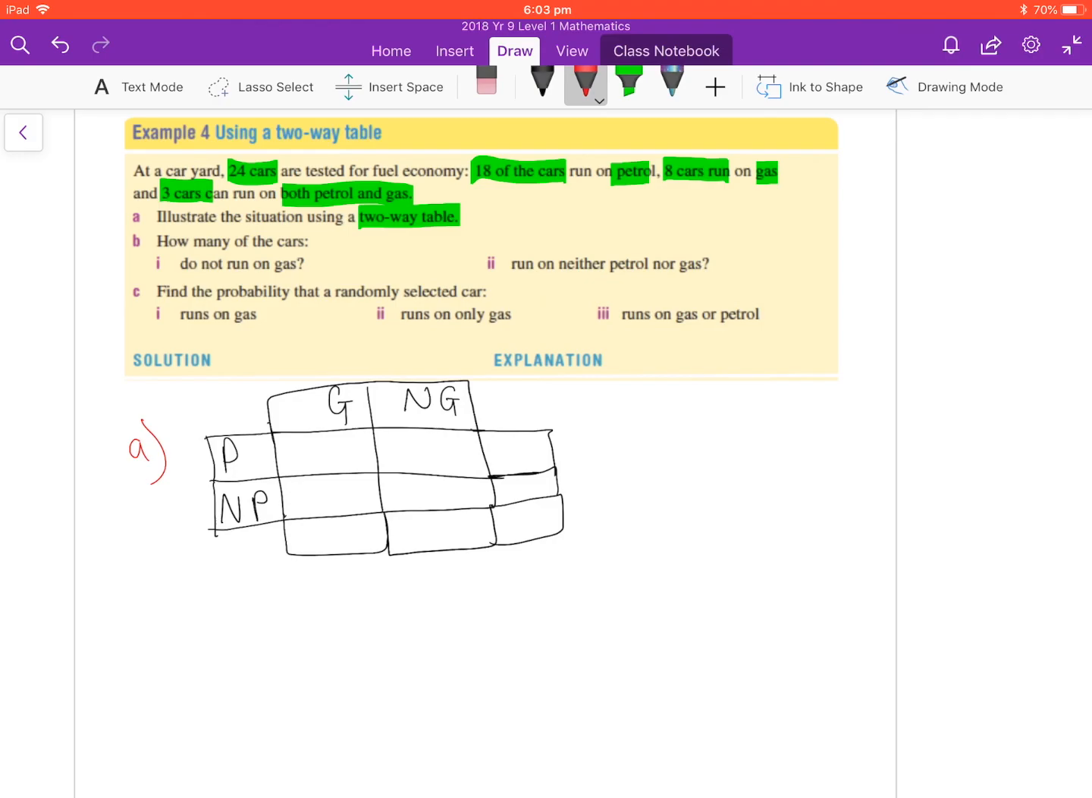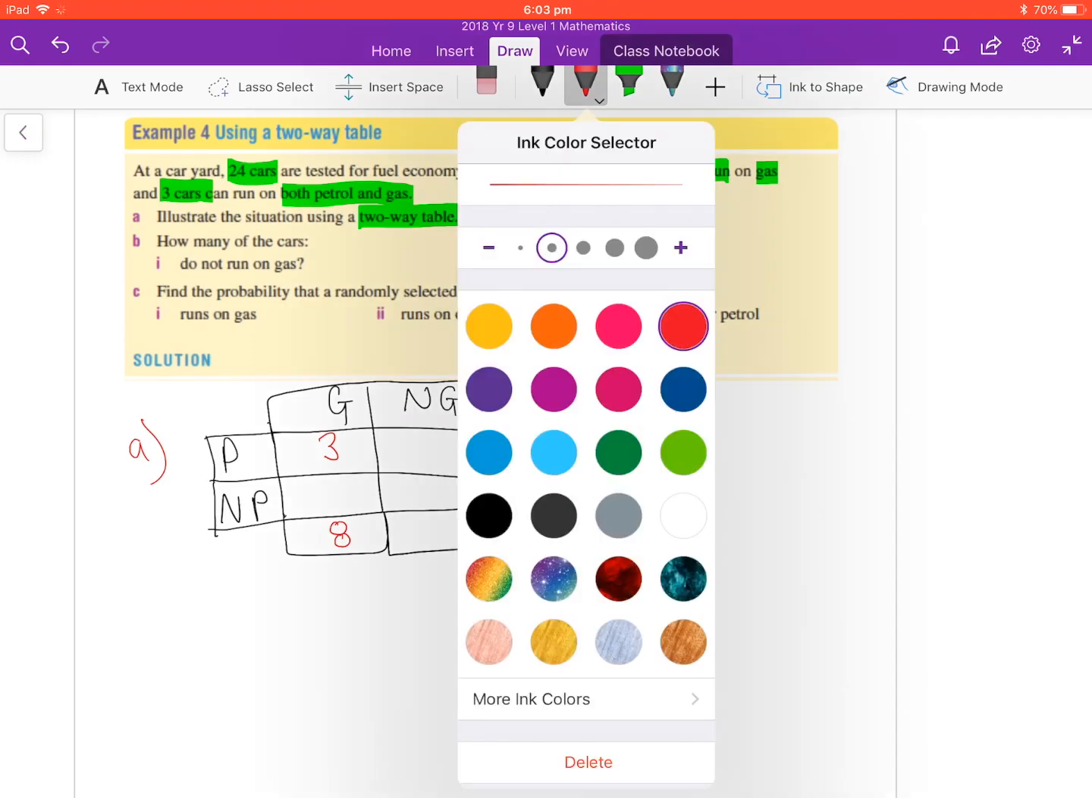So the information I've been given is that I've got 18 cars that run on petrol, and these are my totals. So I've got 18 cars that run on petrol, and then a total of 24 cars that they've tested for fuel, so that's my total. 8 cars run on gas, so 8 run on gas. And then I've got 3 cars that run on both gas and petrol. So that's the information they've given to us, and now we need to fill in the blanks.